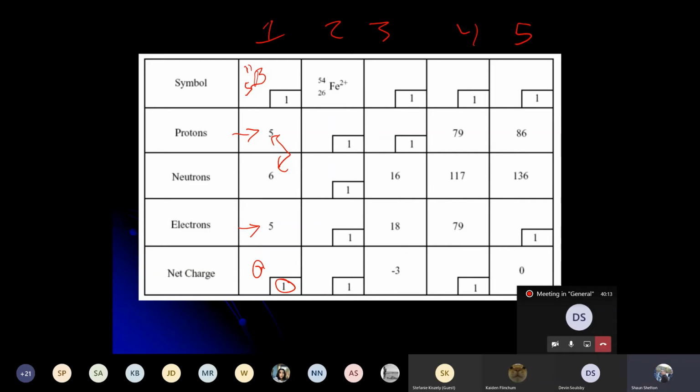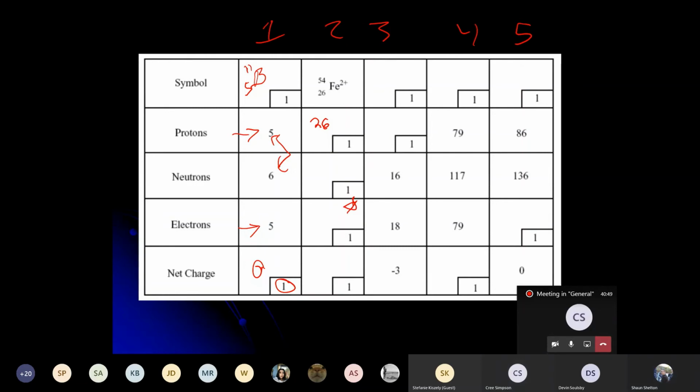So let's do column 2 together, all right? So first of all, is there a charge? Yes, it's 2. Okay, so we know that the electrons are going to differ from the protons. So how many protons are we going to have here? 26. Okay. Now, how many electrons? So it's plus 2. So do we add 2 or do we subtract 2?